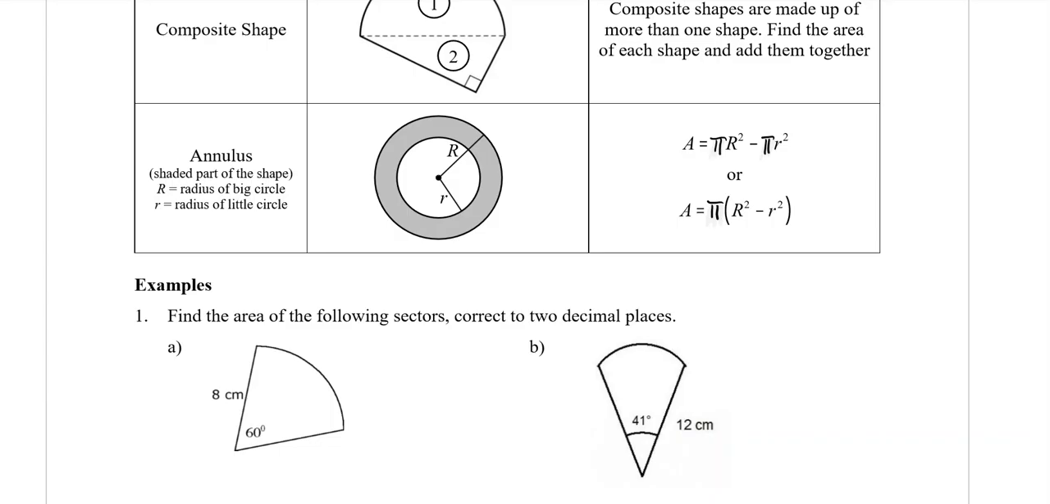So each circle has a different radius. The radius of the big circle uses capital R. The radius of the little circle is little r. So the area of that annulus would be pi capital R squared for the big circle, minus pi r squared for the little circle. There is an or here. This second version has the pi factorized out the front, and then it's just the big radius squared minus the little radius squared. So I'm going to be using that second formula today.